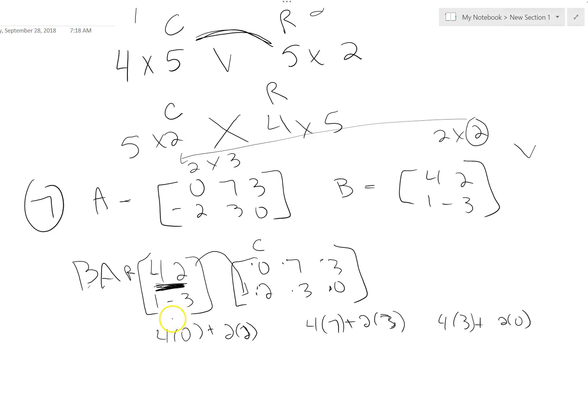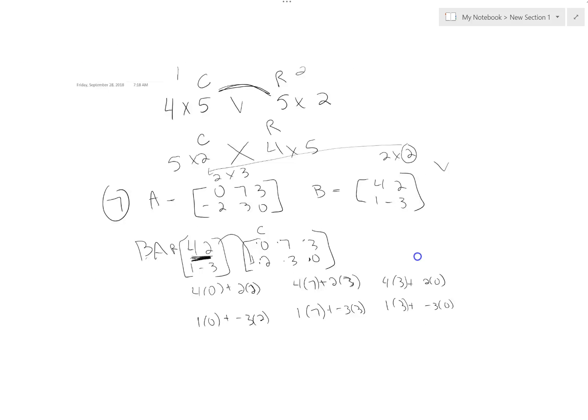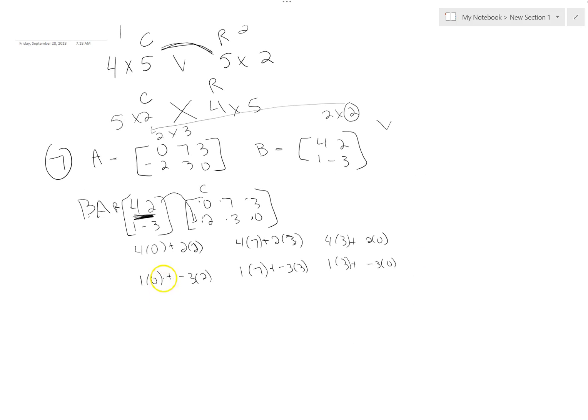Then I'm going to do the same thing with the bottom two numbers. So 1 times 0 plus negative 3 times 2. 1 times 7 plus negative 3 times 3. 1 times 3 plus negative 3 times 0. And now I just finish out the multiplication, simplify everything.